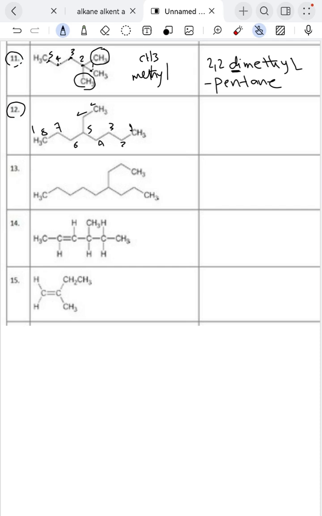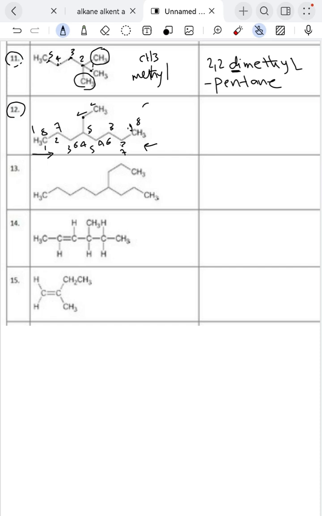So here, if we count from this side, it's 1, 2, 3, 4, 5, so the branch is at carbon number 5. But if we count from this side, it's 1, 2, 3, 4, 5, 6, 7, 8. So I think from this side the branch will be at a lower number. So yes, we will start from left to right. So the branch here is what you can see here. Each dot represents a carbon. So the branch has 2 carbons.